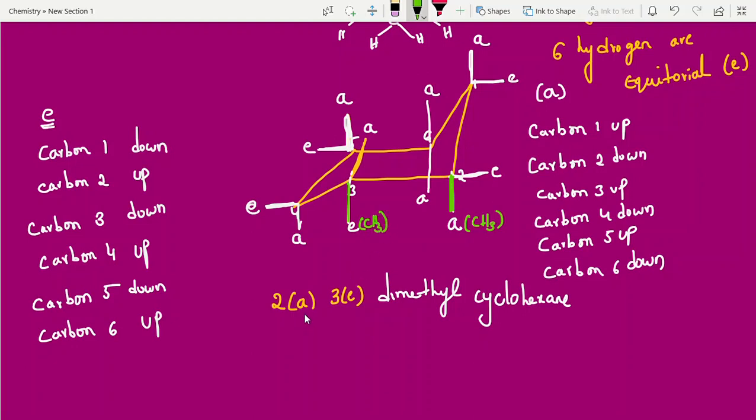Sometimes 2 axial, 3 equatorial dimethyl cyclohexane, and 4, 5 they will ask, 1, 4 they will ask, anything they will ask. So finally, this is the important question. That's the reason I had given it, students. So hope everybody clear what is cyclohexane, axial and equatorial and before topics also.